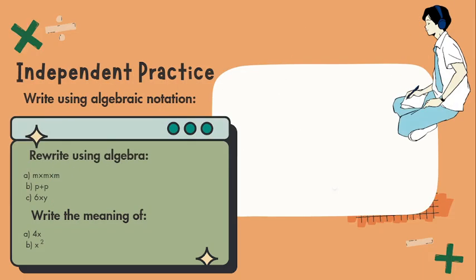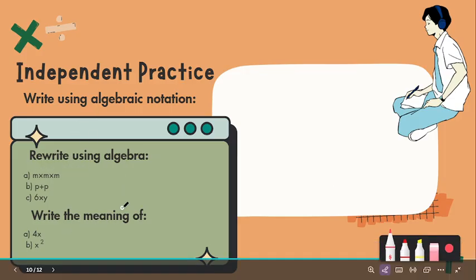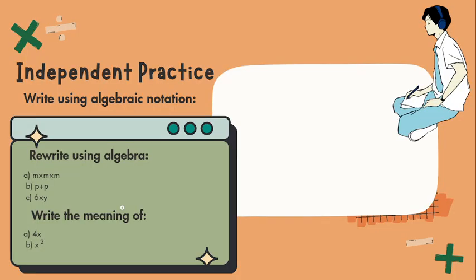Well done. Okay, so this is about independent practice. So you need to try it by yourself. Just give it a try, give your best. I will attach the answers for these two questions, I mean, for the rewrite using algebra and also the write the meaning of. I will attach the answers in the comment section so you can check it and keep continuing, right?